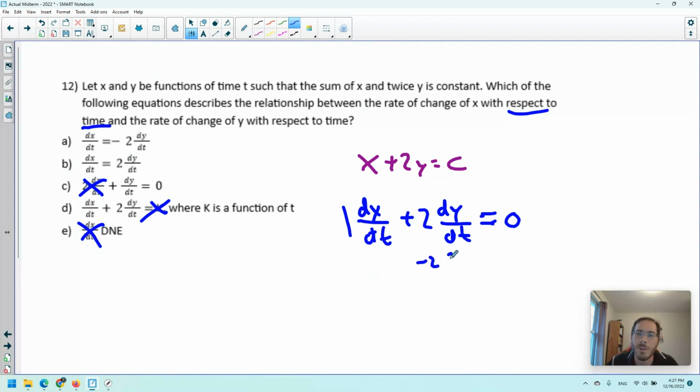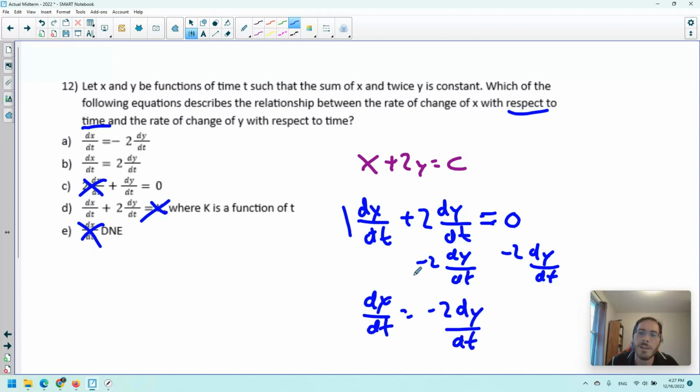So I think they want us to subtract the 2 dy/dt from both sides. And so we get dx/dt is equal to -2 dy/dt. Almost looks like my -2 is on top of a fraction there. And that's going to be choice A. So we're going to pick A for that one.